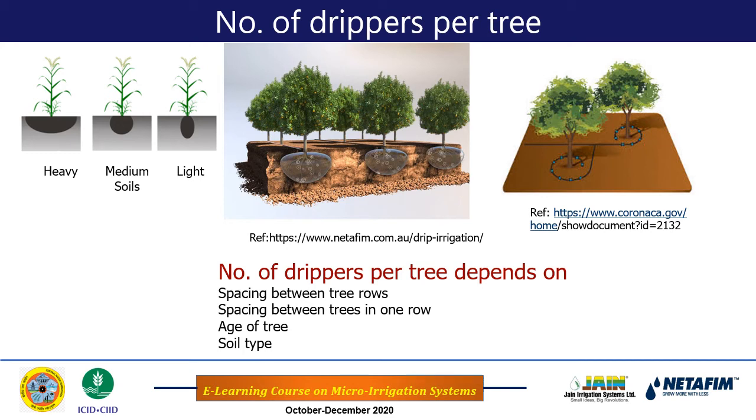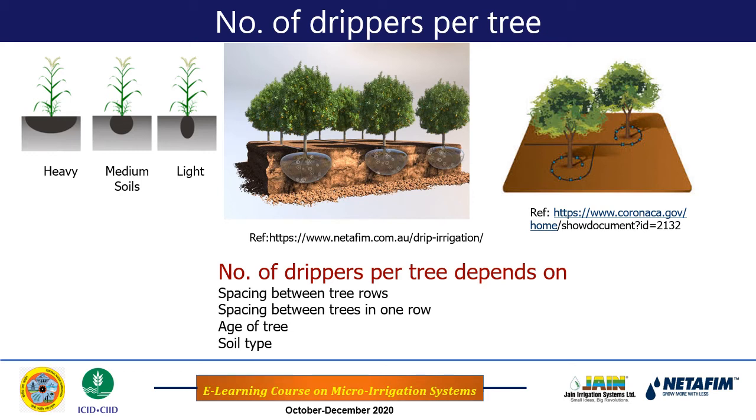So as I have shown just below, the number of drippers per tree depends on the area of the tree, that is the spacing between tree rows and spacing between trees in one row. Because if the area occupied by the tree is more, this is because the canopy is more, that's why the area occupied by the tree is also more. Then the age of the tree and soil type as well.